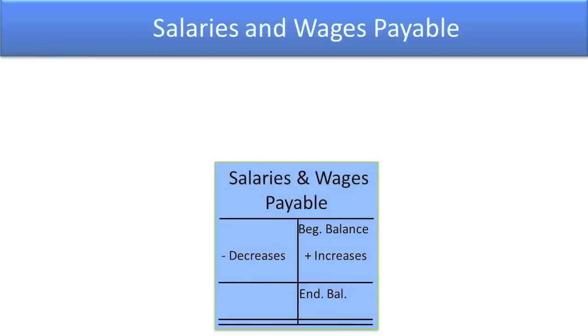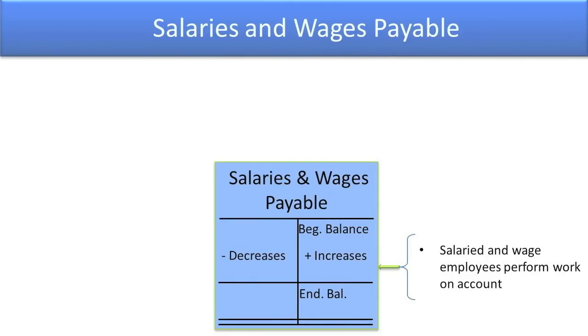Salaries and wages payable. Salaries are contractual amounts for employees based on an annual contract for work to be performed. They usually are paid monthly or bi-monthly, but the salary is based on an annual contract. Wages are amounts that are paid based on an hourly rate to hourly employees. Salaries and wages payable represent amounts owed to salary and hourly employees who performed work for the company, but they haven't been paid for it yet.